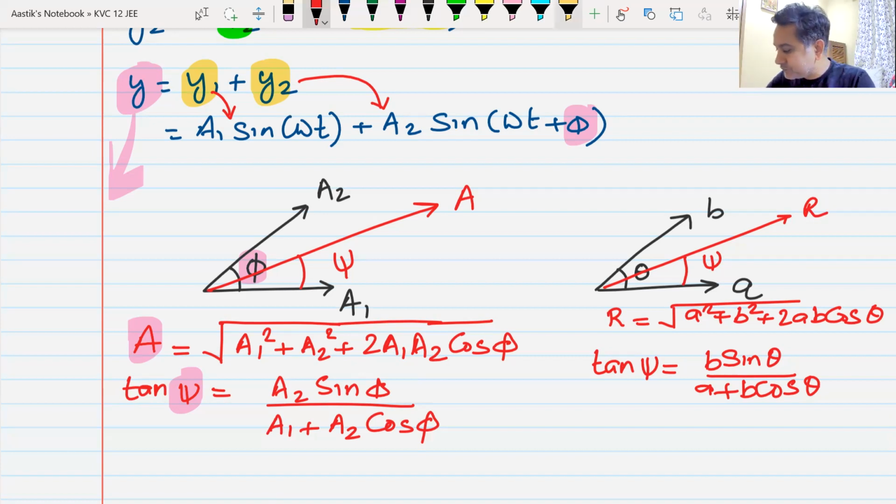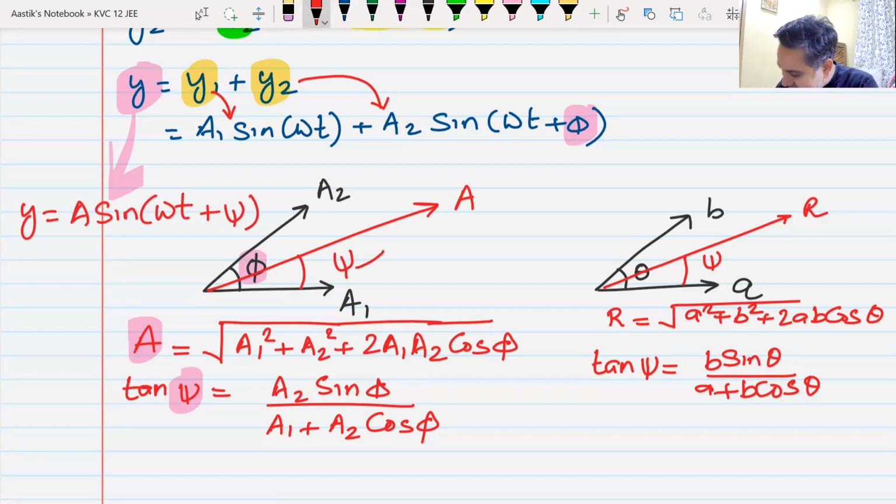Now look. A sin(omega t plus phi). Think again. Y is A sin(omega t plus xi). This xi comes here, and this A comes here. That is my answer. That is my resultant displacement.